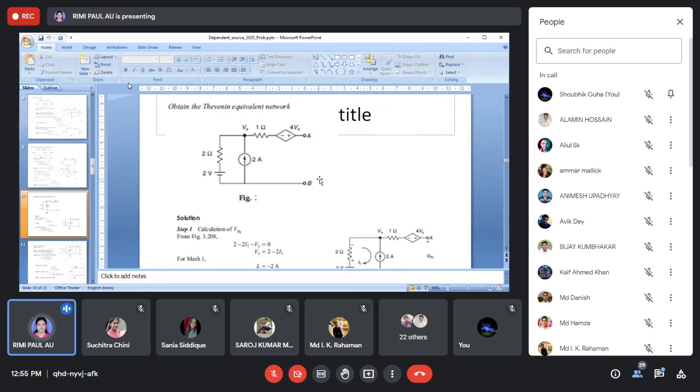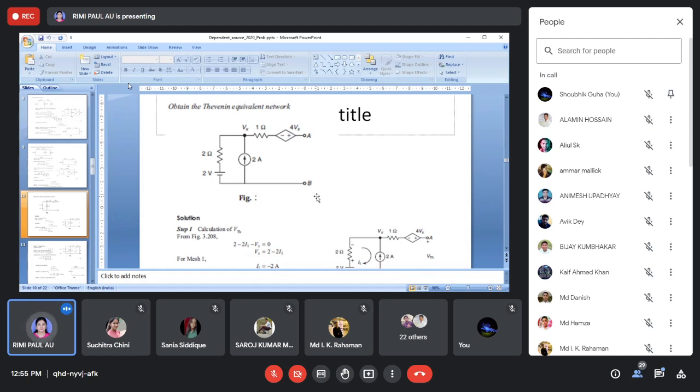But here, when independent source is present with dependent source, first you remove the load, and the same way you find VAB or VTH or VOC, the open circuit voltage. Next, you do not find ZTH or ZN. Why?